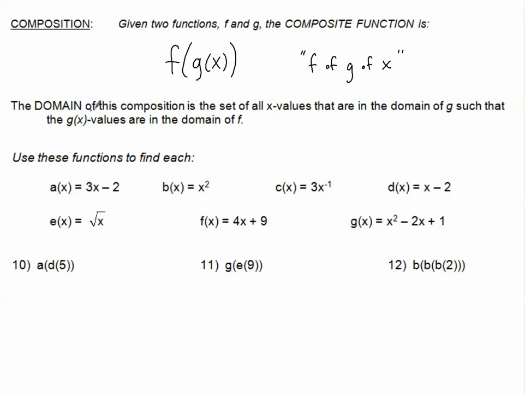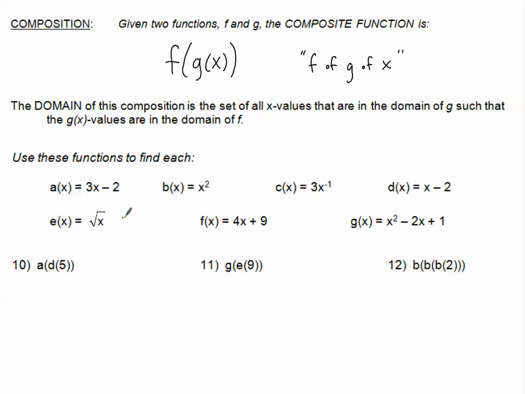The domain of a composition is the set of all the x values that satisfy g of x, the smaller function, if you will, the one inside the bigger parentheses. Make sure that x satisfies g of x. And then you also have to make sure that the g of x values are in the domain of your bigger function. Really, we just have to watch out for denominators. It's not going to be too bad.